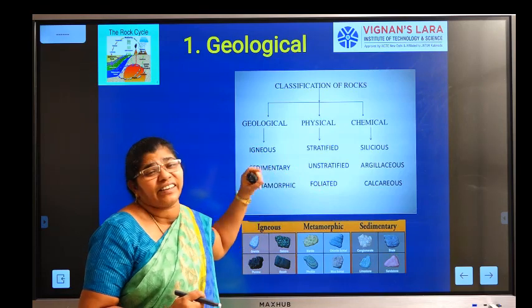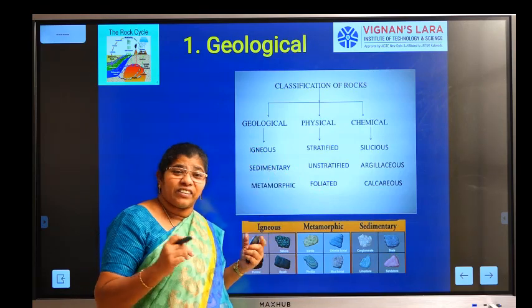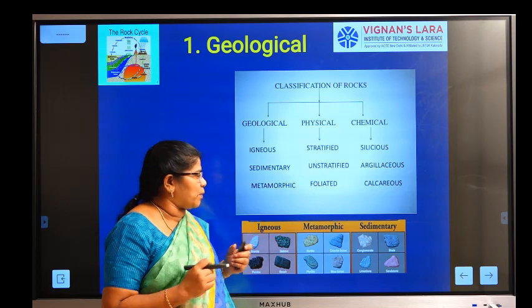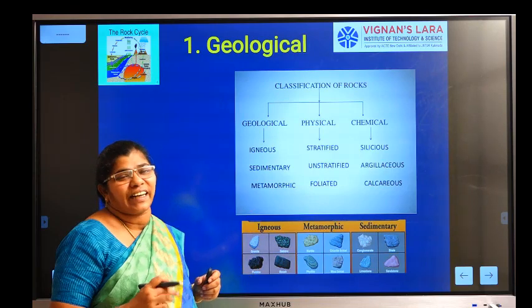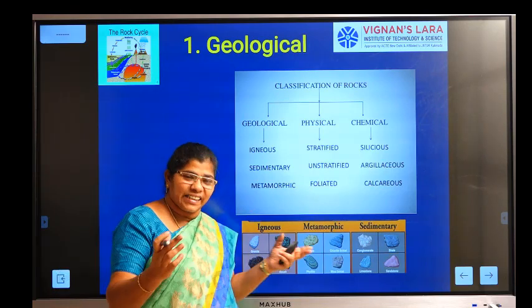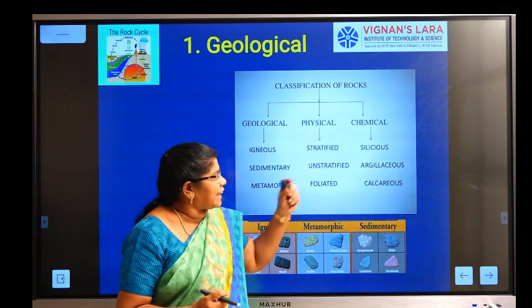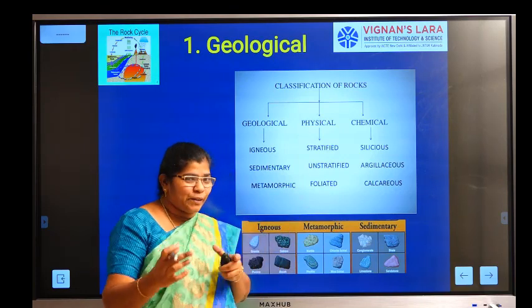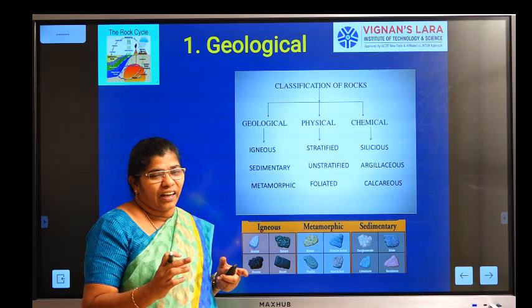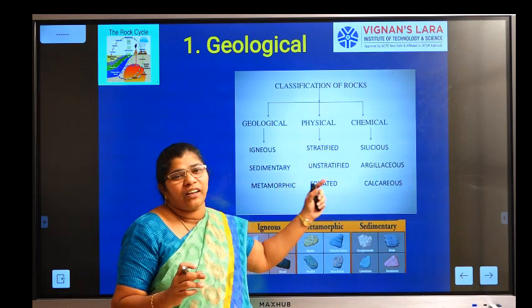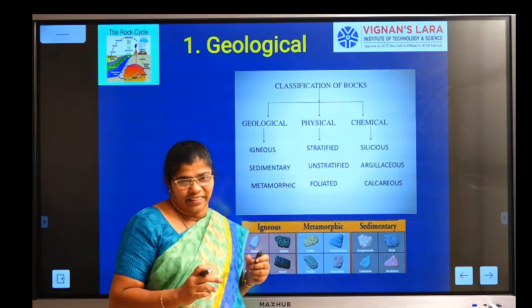In geological, it is again classified into igneous rocks, sedimentary rocks, and metamorphic rocks. And physical, it is classified into stratified, unstratified and foliated. And in the chemical, it is based on the chemical substance in it. It is classified into siliceous, argillaceous and calcareous. Right?